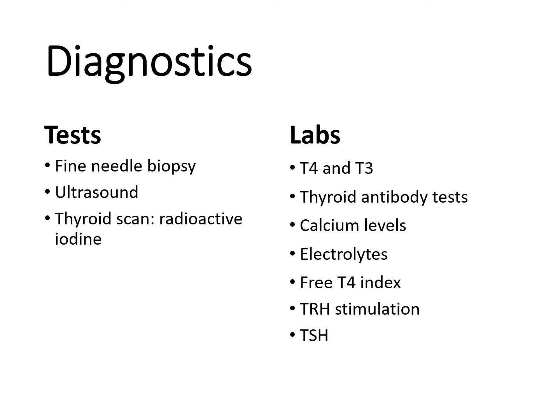Diagnostics: they may do a fine needle biopsy, where they go through the skin and take out a little bit of the thyroid to biopsy it. They may do an ultrasound, and they may do a thyroid scan with radioactive iodine. Labs: T4 and T3, thyroid antibody tests, calcium levels. The parathyroids are located within the thyroid, so that's why they'll check the calcium levels and electrolytes. They're going to check the free T4 index, TRH stimulation, and we talked about that in the hormonal regulation PowerPoint, and TSH.